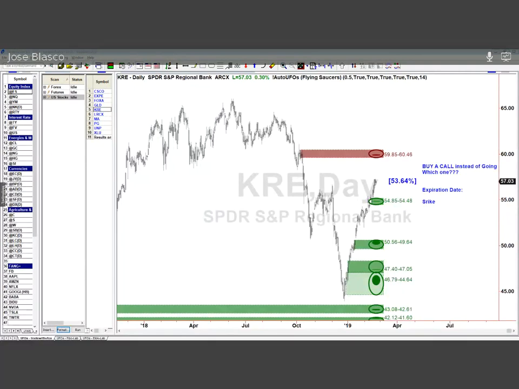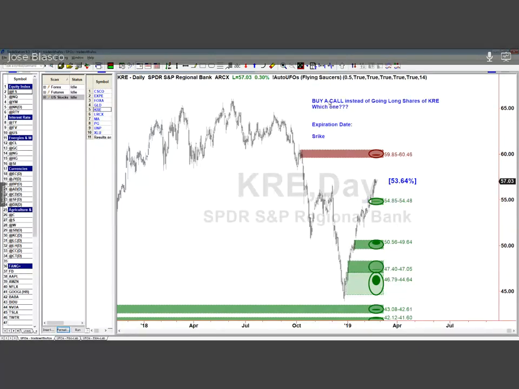Guys, let's keep going here. Sorry for the little interruption, okay? But let's keep going. Let's not lose the focus on what we were doing because we're going to hit the important part of today. So we are now planning to buy a call instead of going long shares of that particular security, which is an ETF.